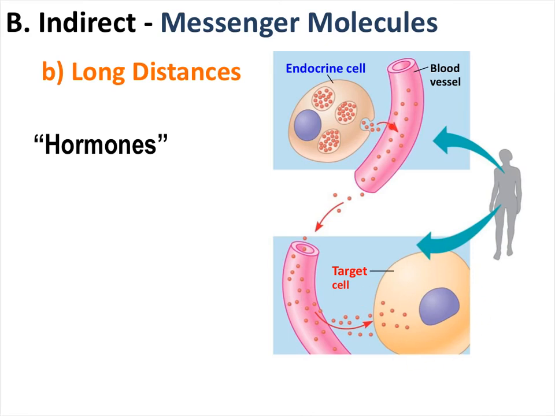So the ligand, in this case, is going to have to travel along what I like to call the freeway in your body, some sort of vascular system. So in this case, we're looking at the molecule traveling in a blood vessel. This type of long-distance signaling is known as endocrine signaling. And we call the signaling molecules that have to travel such long distances hormones.